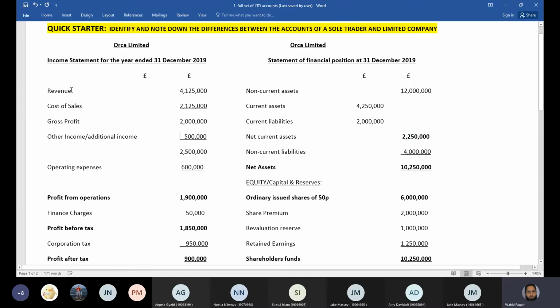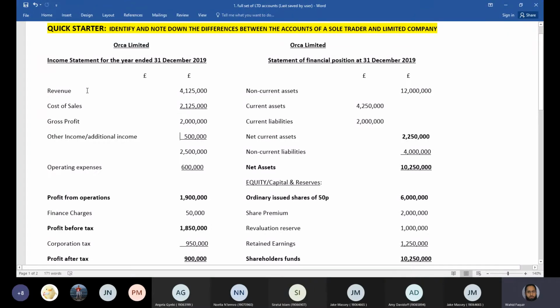Pretty much the same. Start off with revenue, take off cost of sales, you get your gross profit. That's identical. We just haven't shown the detail of the opening inventory plus purchases minus closing inventory. We haven't done the returns, we haven't done carriage, but they're in there perhaps, hidden, okay?